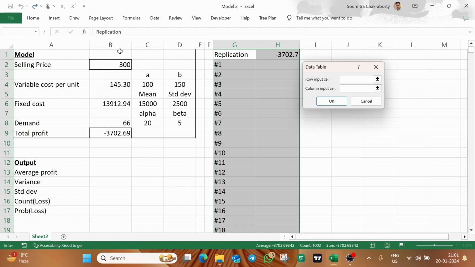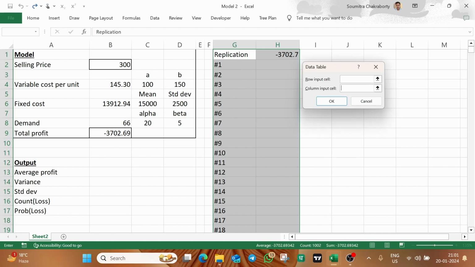So if there is any reference based on which the total profit is changing, and we want to create several values of that reference, only then do we include the column input cell here. But we don't have any kind of reference of that kind. We just want to replicate this total profit 1000 times.